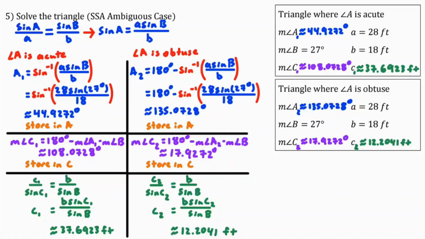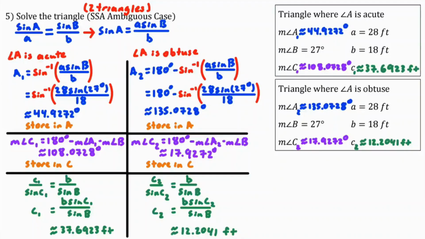Then we'll check again: do all three angles add up to 180 degrees? Does the smallest angle correspond to the shortest side, middle with middle, and largest angle with the longest side? So they all check off. And this is how we solve for two triangles for the side-side-angle case. The very first step is angle A being an acute angle versus angle A being an obtuse angle.